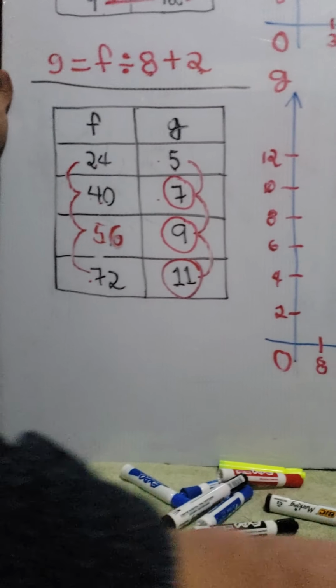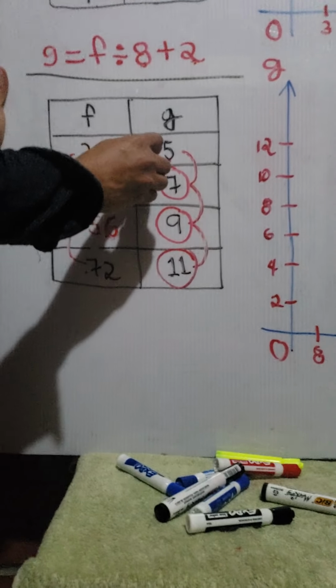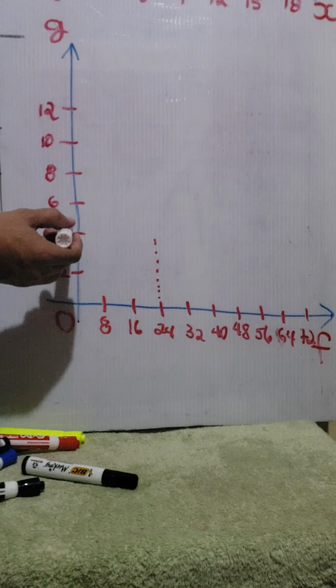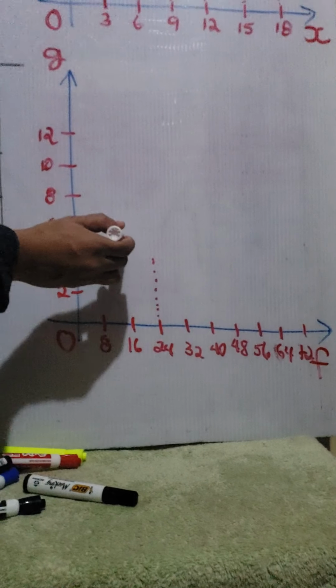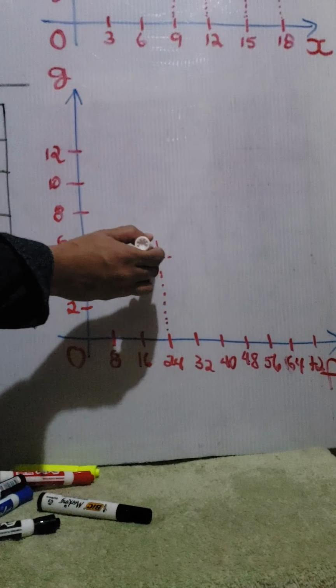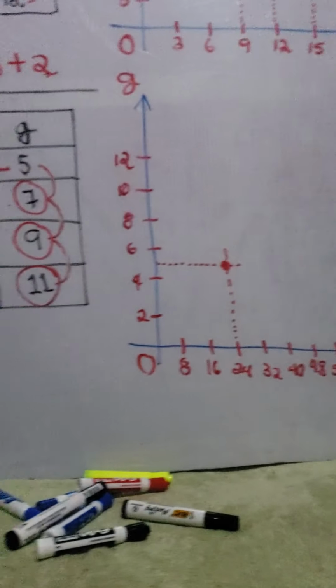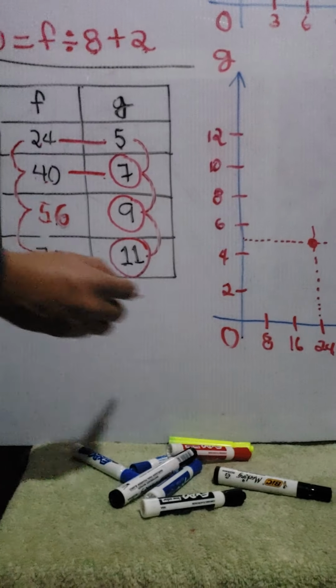Now let's plot the coordinates. 24 and 5. 24 is here, and 5 is close to the 4. No, in the middle. Number 5 is in the middle. This is the first. 40 and 7. 40 is here.